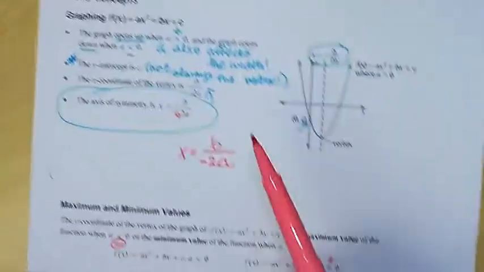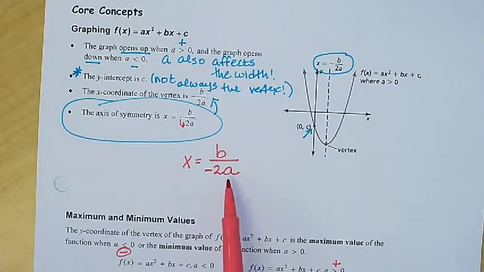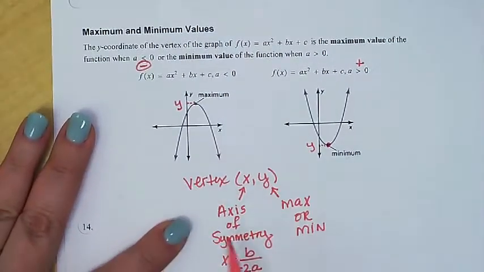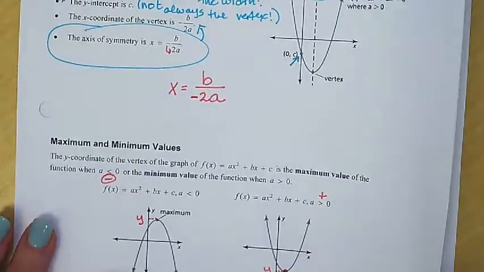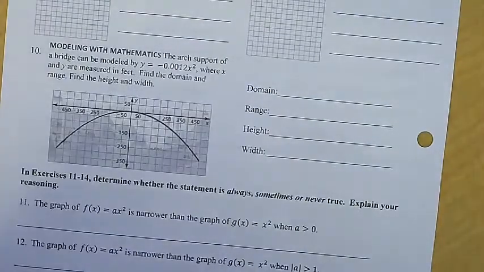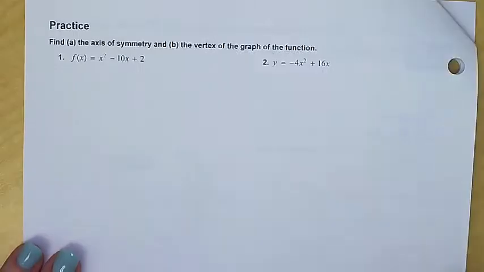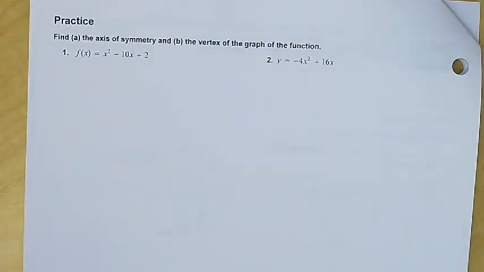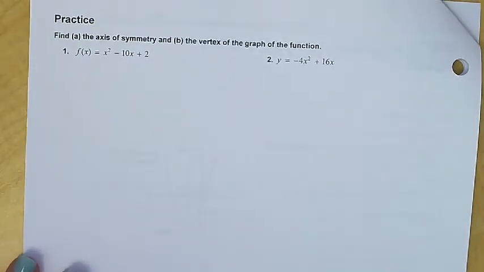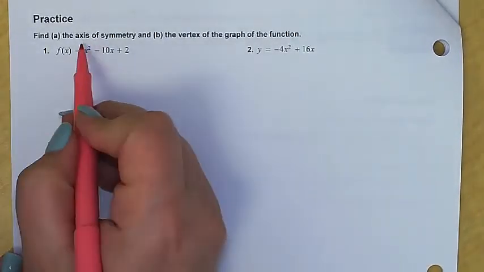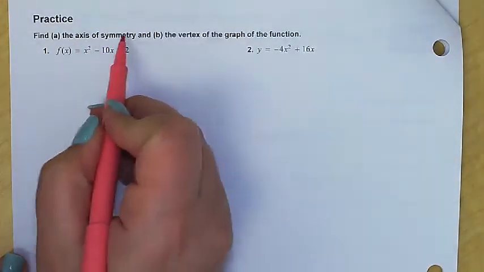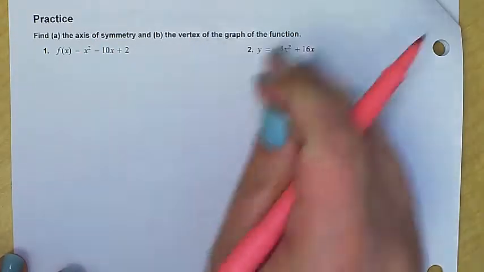All right, so let's talk about, when you're given an equation, how we use this handy-dandy formula to get all of this good information about our parabola. So go ahead and turn the page. And let's go ahead and start doing a couple of examples here. Look at number 1. So we've got f of x equals x squared minus 10x plus 2. And what they're asking us to do in the directions here is, first of all, find the axis of symmetry. And once we know that, we want to find the complete vertex.